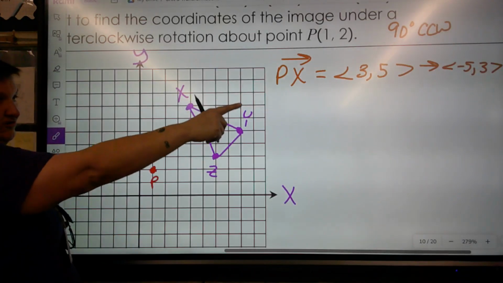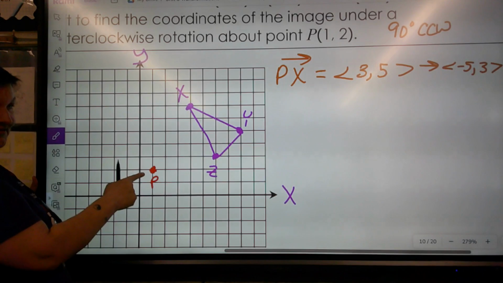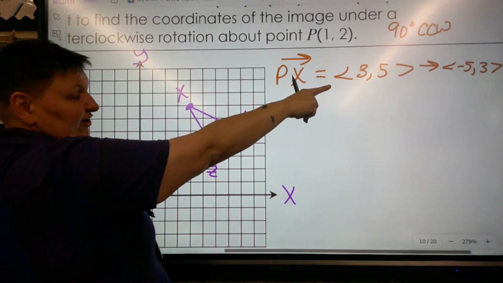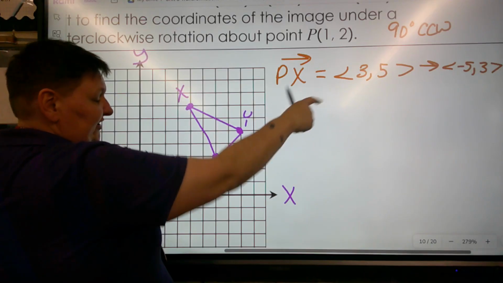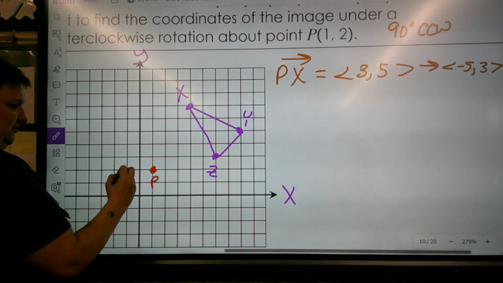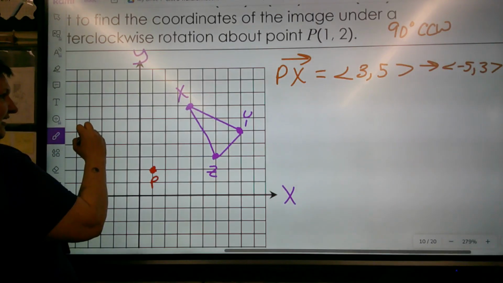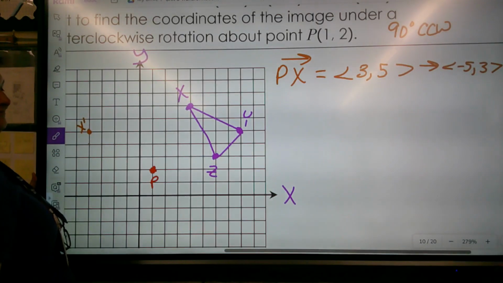We follow those directions from the center of rotation, which is P. So we're going to go 5 left and 3 up from our center of rotation. 5 left, 1, 2, 3, 4, 5, 3 up, 1, 2, 3. And this is going to be X prime.